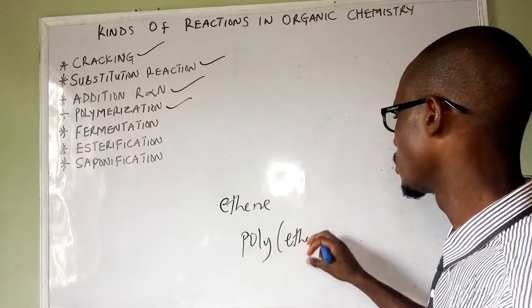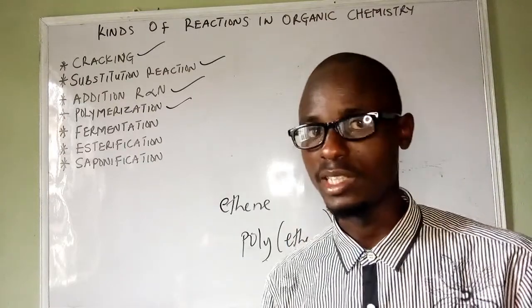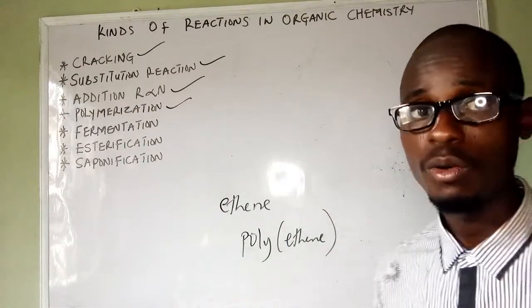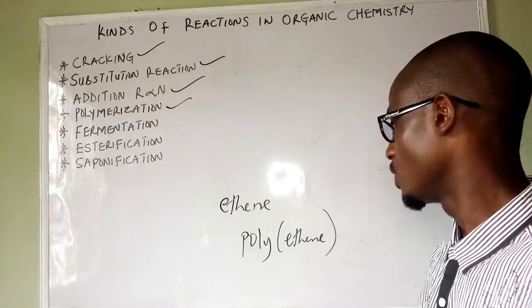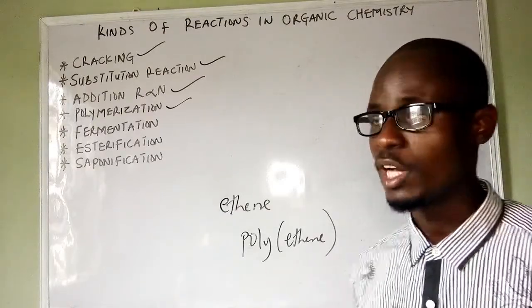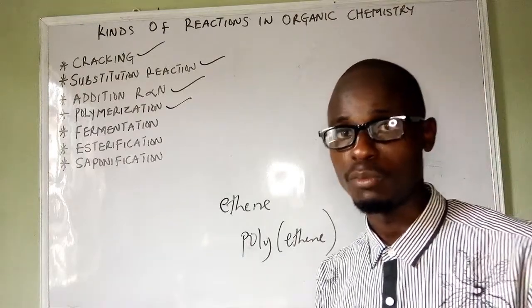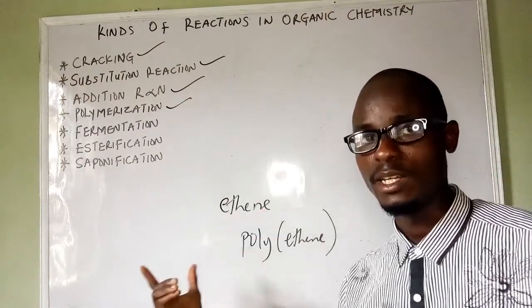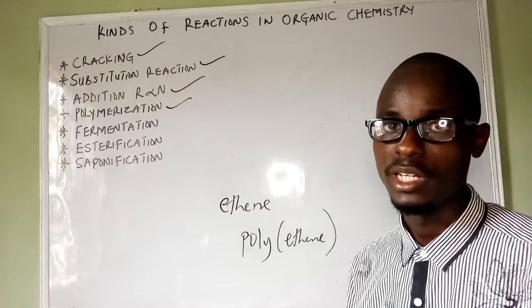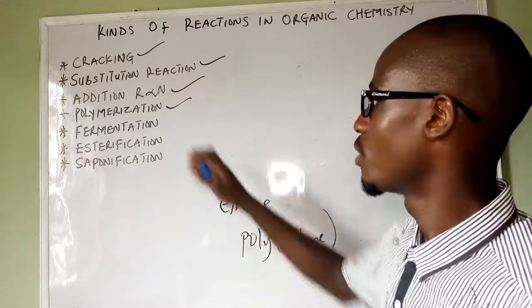Polyethylene. So I think you've heard about polyethylene earlier. So that is how polyethylene is being formed. Polyethylene is formed as a result of a reaction called polymerization, and the monomer involved in this polymerization is ethene, and that is why it is called polyethylene. Okay, now let's move to fermentation.